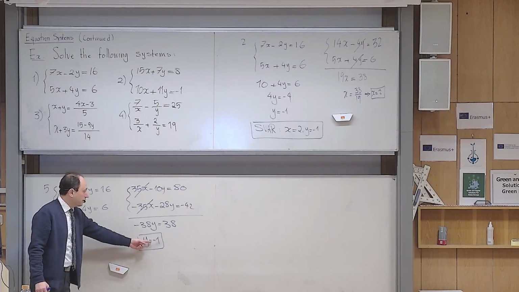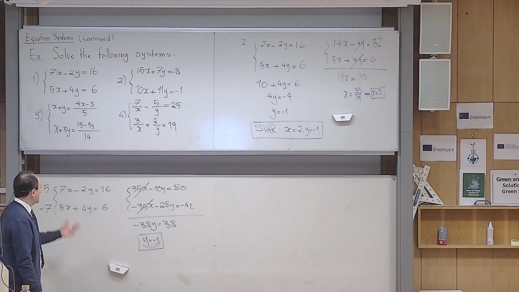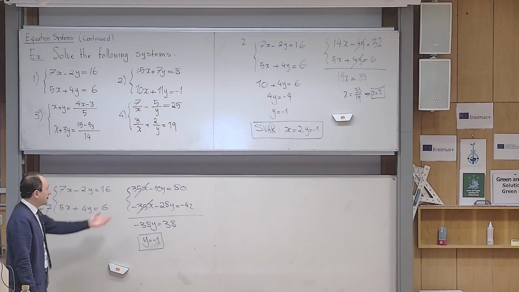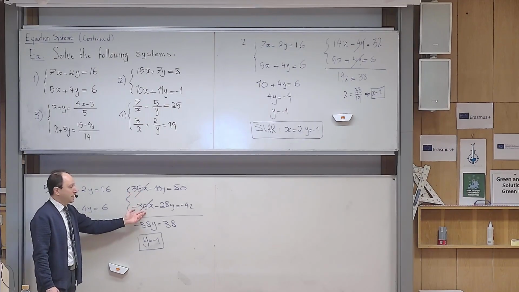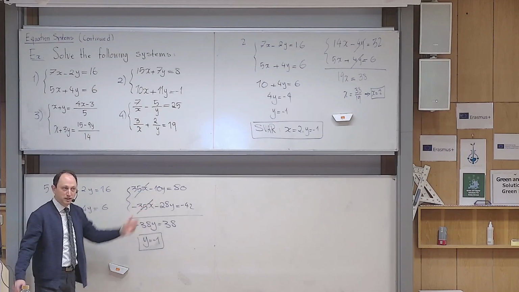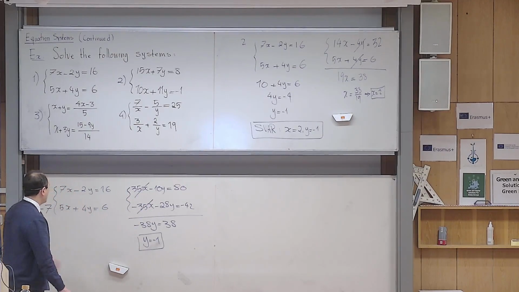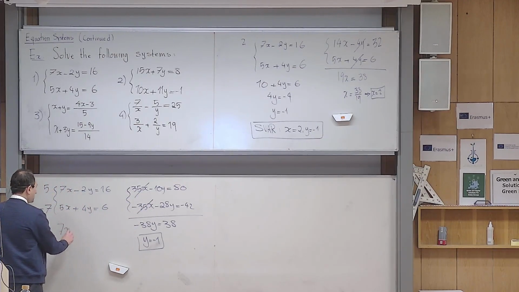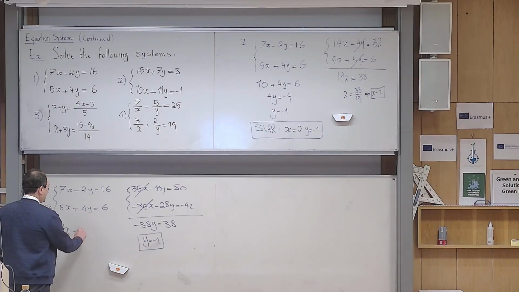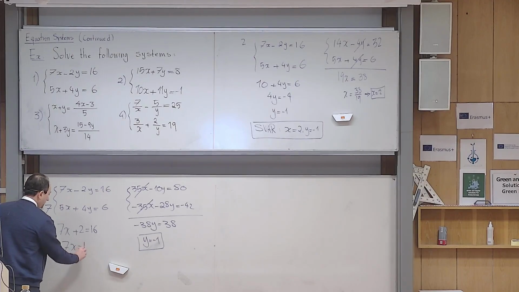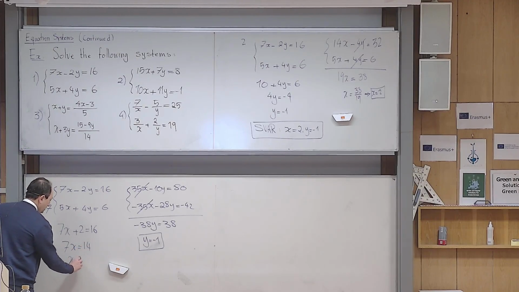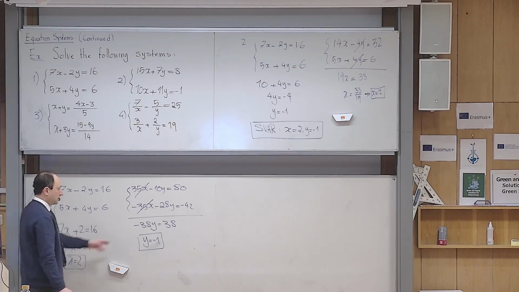Okay, when I found y, I go back here. For example, I can choose this one or I can choose this one. Let me choose this one. I can even choose these ones, but that is insane. Because why should I bother with bigger numbers? I put back minus 1 here, so this becomes 7x. Minus 2 times minus 1 is 2, is 16. I move this to the other side, it becomes 14. And then I divide by 7, it becomes 2. And you see the answer that I get is exactly the same.